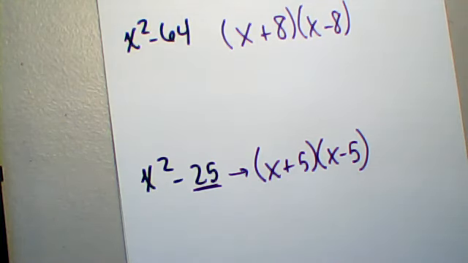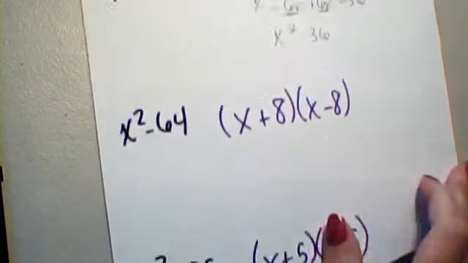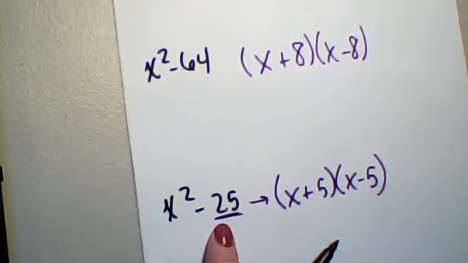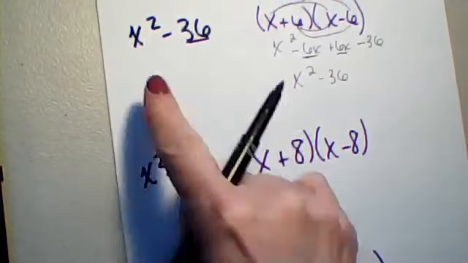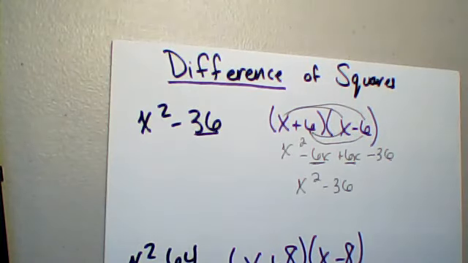Please don't ever try this if it's a plus in here. It's only a difference of squares, okay? They've got to be a subtraction. Got to be subtraction. One square minus another. So those are the two problems you're going to come across on today's assignment.